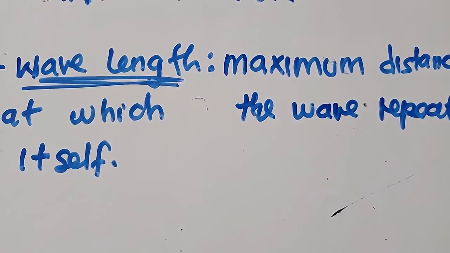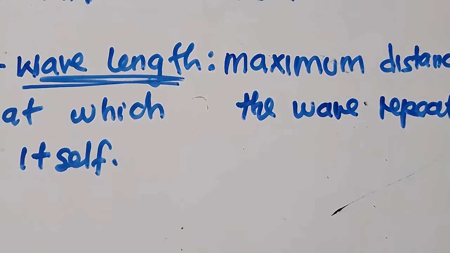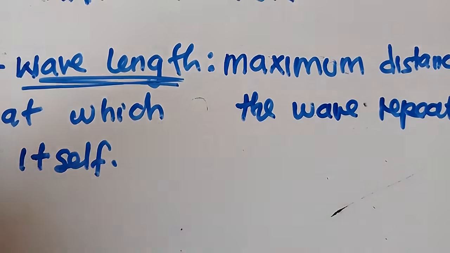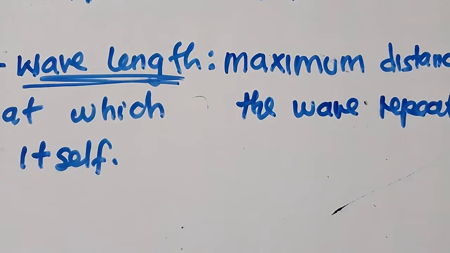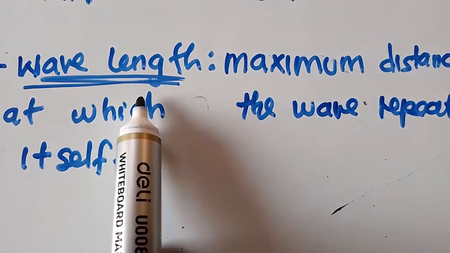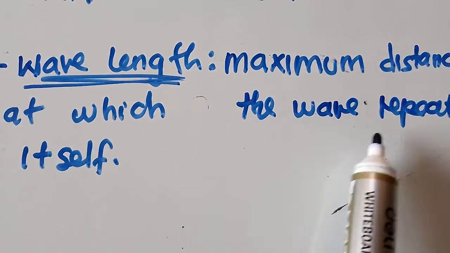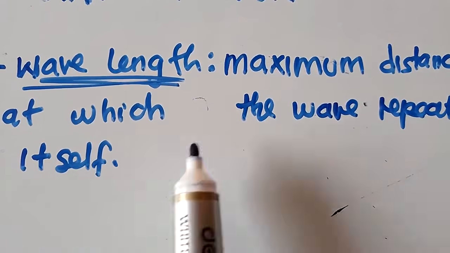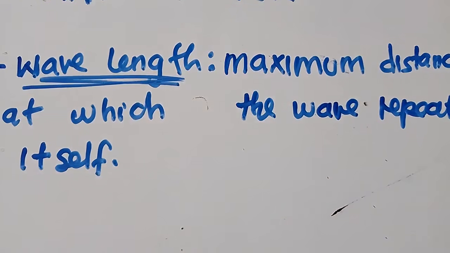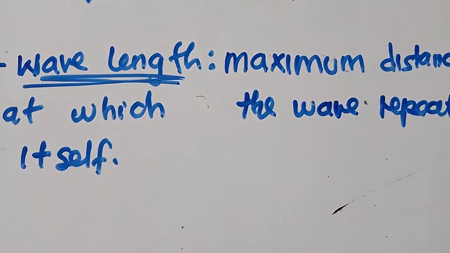That means that you've defined a wavelength according to transverse waves, because it is only in transverse waves that we find crests and troughs. But this is a general definition of wavelength. This is the maximum distance at which the wave repeats itself. So the maximum distance at which a wave repeats itself is called wavelength.